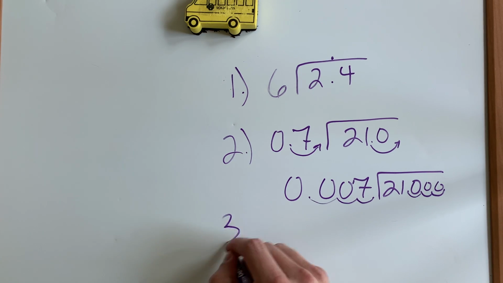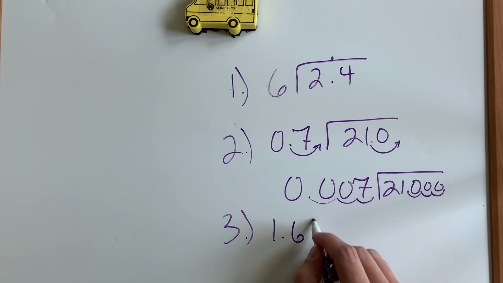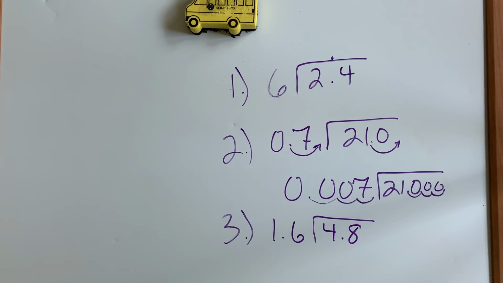The third type of problem we had was when there was a decimal on the inside and on the outside. Okay, so let's remember what we're going to do here. We can move the decimal point as long as we move it the same number of spaces in the same direction, and we have to do it to both numbers. And this would look like 16 into 48.